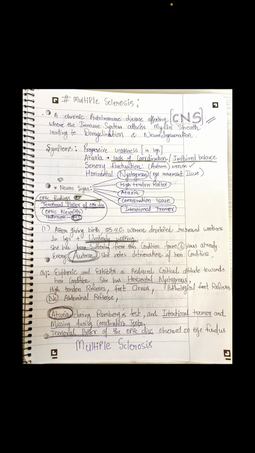Next is multiple sclerosis. Multiple sclerosis is an autoimmune disease affecting the CNS, where the immune system attacks the myelin sheath, leading to demyelination and neurodegeneration. For the symptoms, this time we have the problem with the CNS, and this time the problem is sensory. Let's only highlight the main key points from the symptoms: horizontal nystagmus is one of the common findings. As you can see, there is a sensory problem.